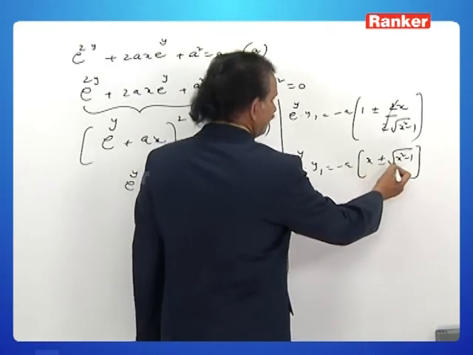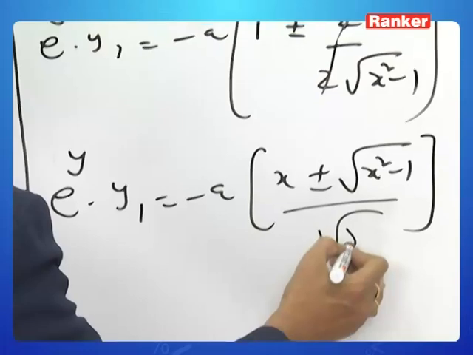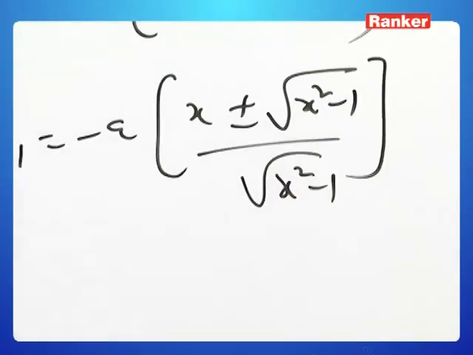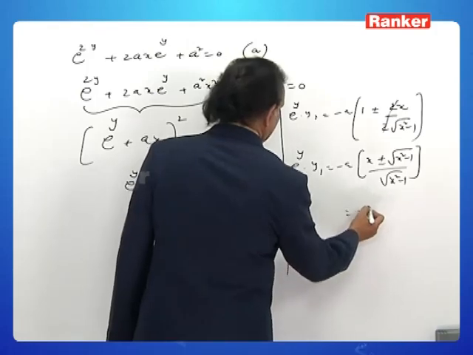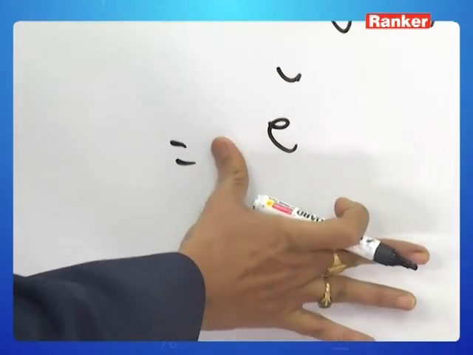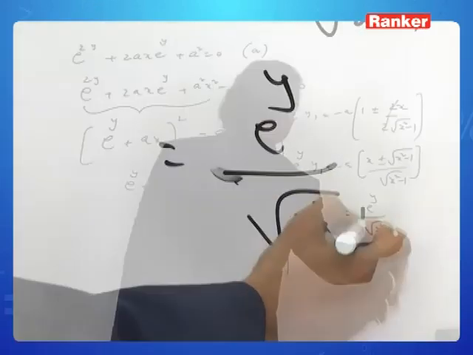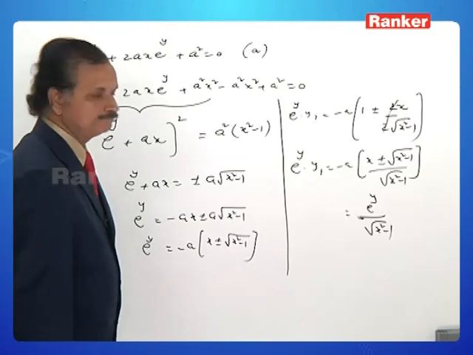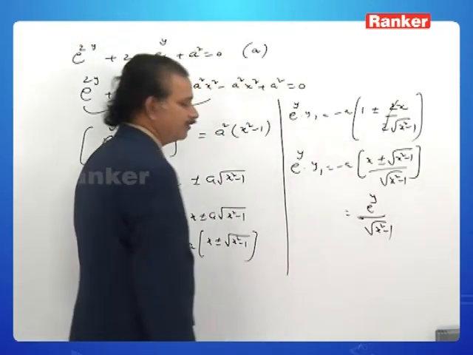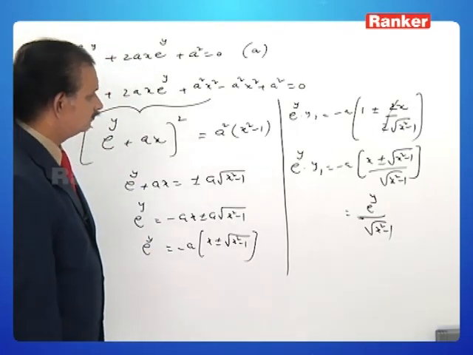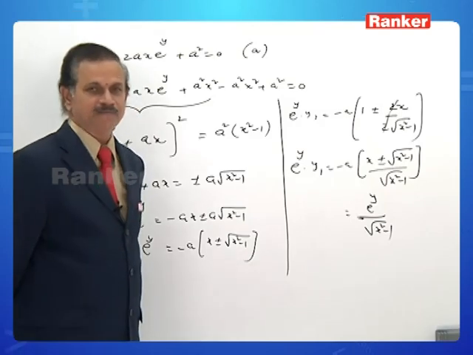Minus a into x plus or minus root of x square, by root of x square minus 1 is there, we have forgotten. This is equal to minus plus e power y by root of x square minus 1. This is the given differential equation. e power y into y1 is equal to that. That is the differential equation.